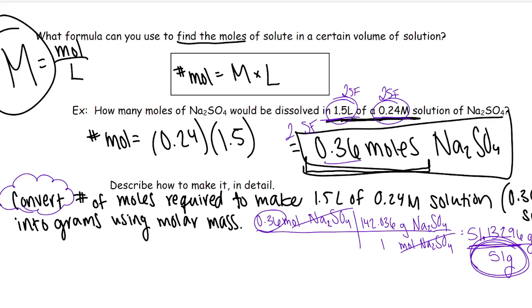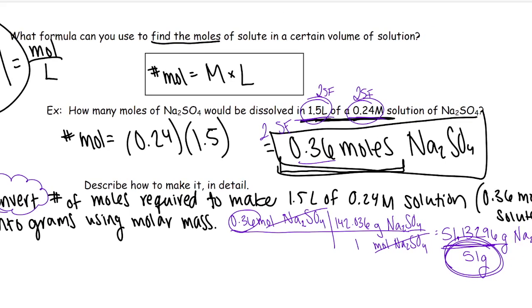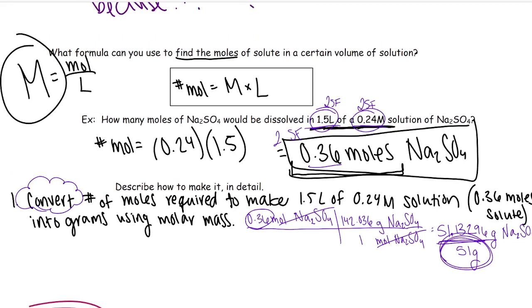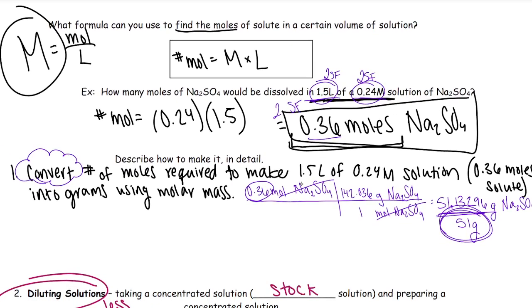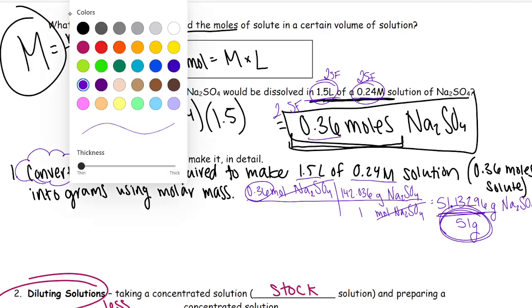Okay, so first step was convert the number of moles into grams. Did it. I have 51 grams. Now that I know how many grams it's going to take to make 1.5 liters of a 0.24 molar solution, what's my second step?